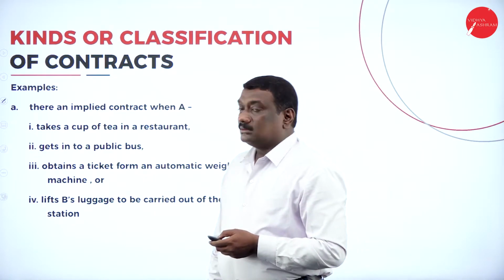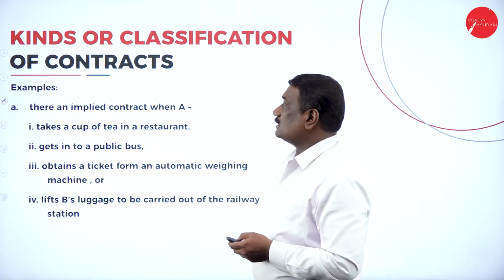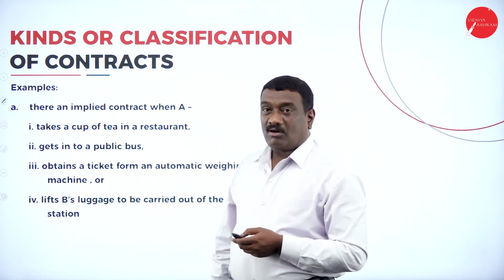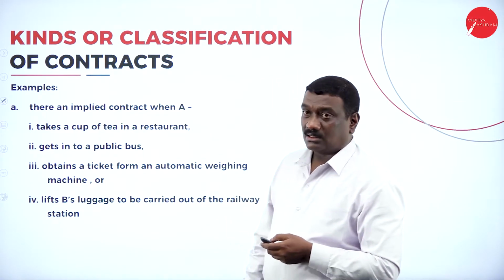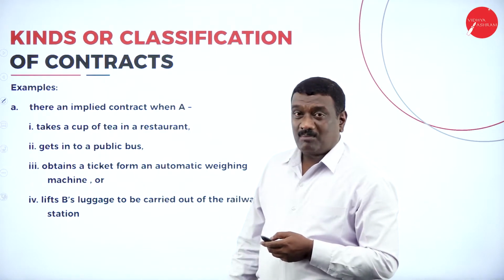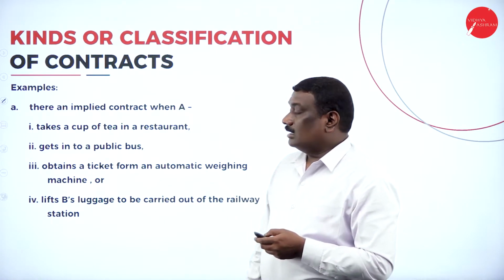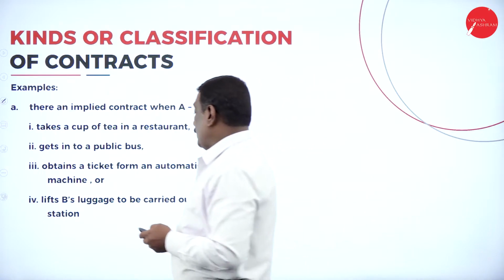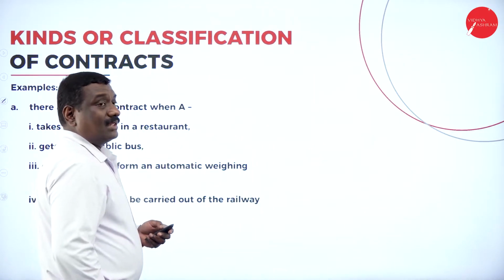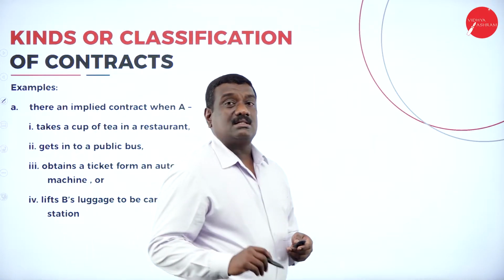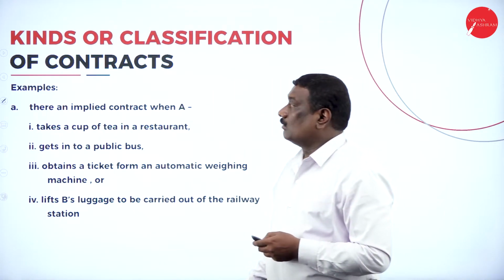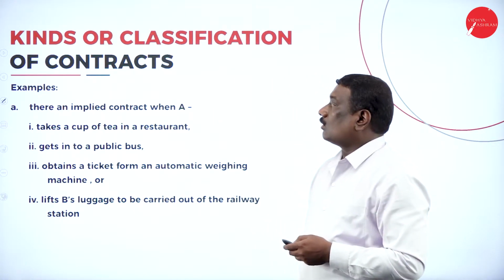Now, for the implied contract example, you can see here A is taking a cup of tea in a restaurant, or he can get into a public bus, or he can lift B's luggage to be carried out by the railway station. So these are the various examples we can give for this implied contract.